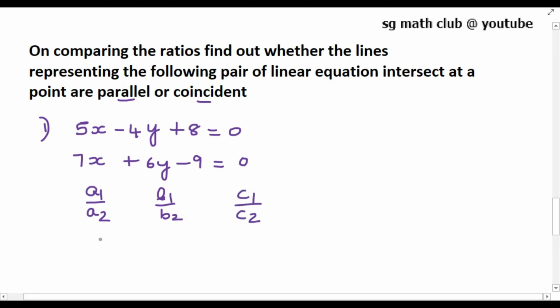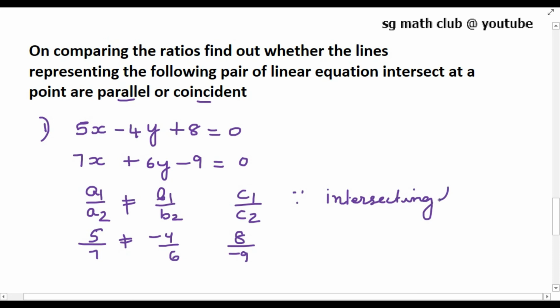When you compare 5 by 7, minus 4 by 6 and 8 divided by minus 9, definitely these are not equal. So we can say that A1 by A2 is not equal to B1 by B2. Therefore the linear equations will have intersecting lines. When you draw the graph of such equations, you will get intersecting lines.